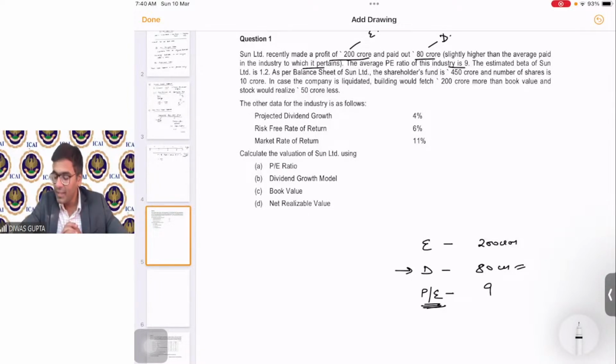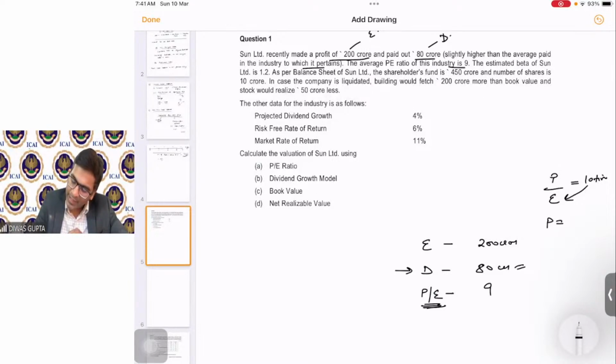The reason is, how is PE ratio calculated, students? Price divided by earnings. It gives me, let's say, 10 times. I have to multiply 10 times into earnings, not dividend, then only I will be able to arrive at the price, right? If you reverse the equation. Yes, Satish and Gurram. Perfect.